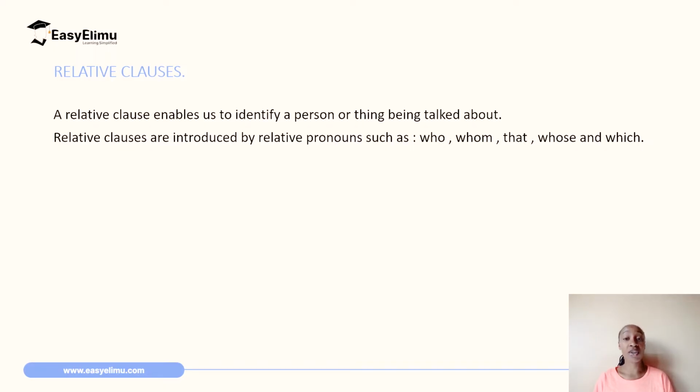So a relative clause will enable us to identify a person or a thing that is being talked about. It is a clause that enables us to identify a person or a thing that is being talked about. And relative clauses are introduced by relative pronouns, pronouns such as who, whom, that, whose, and which.